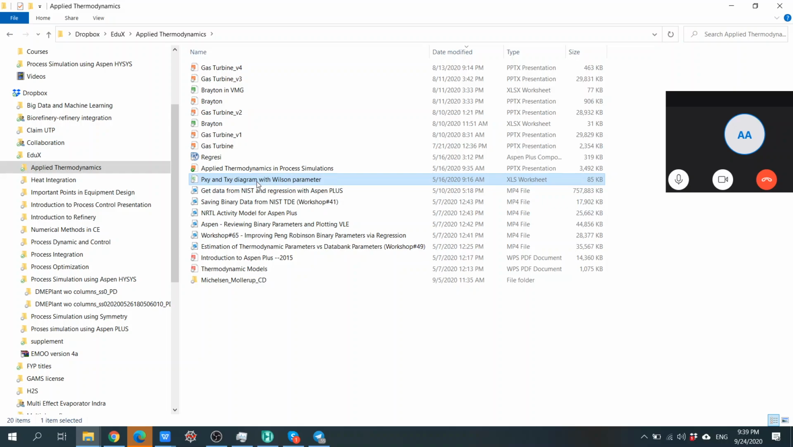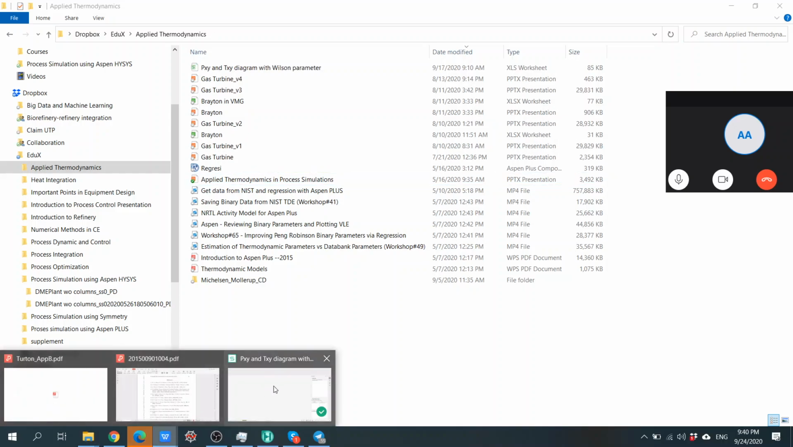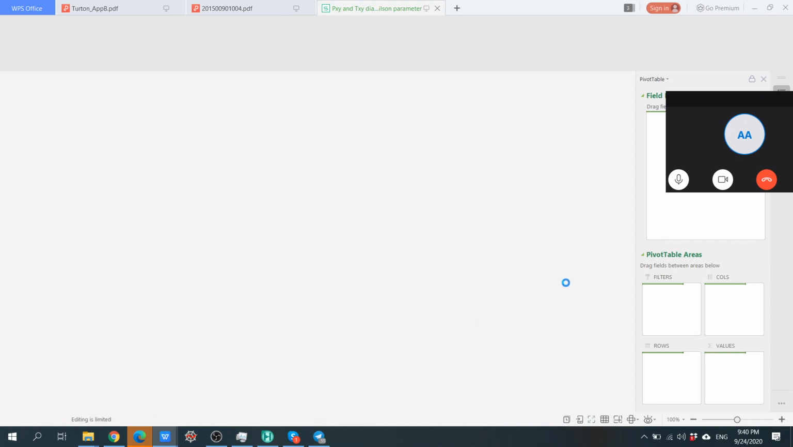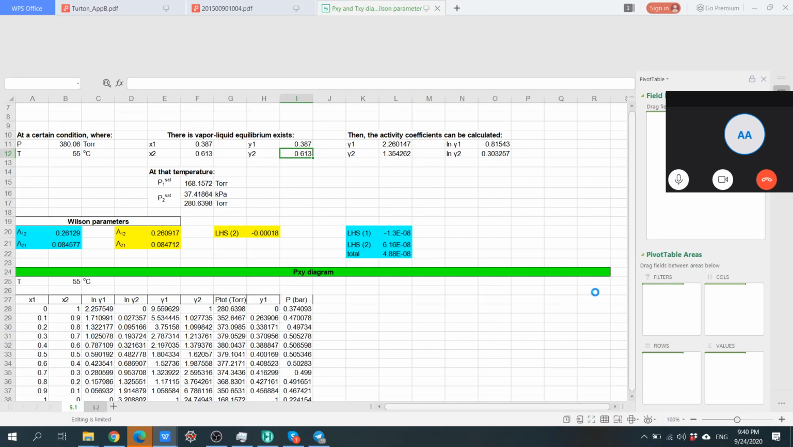Why I select Wilson? Because this is one of the easiest ones. It is also one of the oldest thermodynamic models people have used so far, and this is also one of the easiest ones, obviously. So that then we can follow how it is being calculated. At least we can have a feeling.